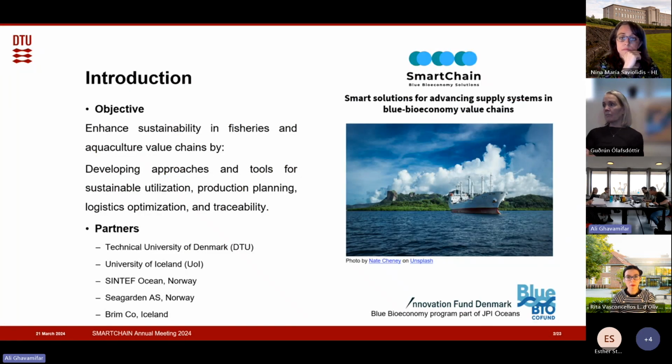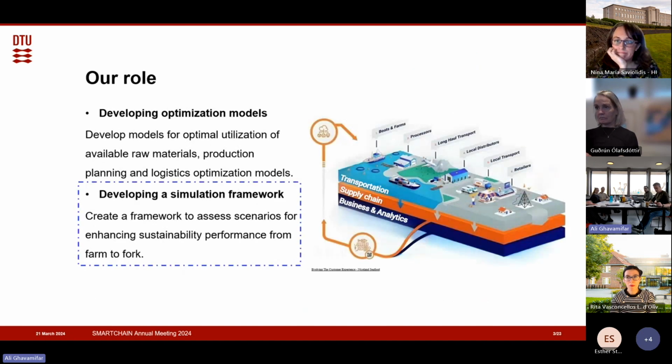I know everyone knows about this, but this is the SmartChain project, and the aim of the project is to enhance the sustainability in fisheries and aquaculture value chain by developing some approach and tools for sustainable utilization, production planning, and logistic optimization. This is a multidisciplinary project, and we have some partners that you know. Our role in this project is to develop some optimization model and develop a simulation framework for that. On the first side, we had some optimization model for the production planning and logistics optimization. But now we focus on developing a simulation framework, where we create a framework to assess scenarios for enhancing the sustainability performance from farm to fork.